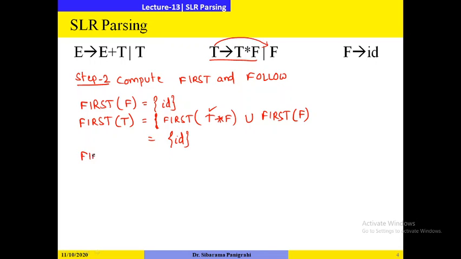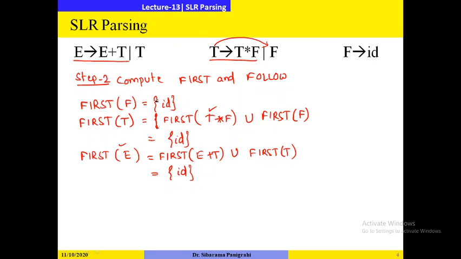Then first of E. Here there are two productions, E gives E plus T and E gives T. So it is first of E plus T union first of T. First of E plus T means here we will get first of E. As we are computing first of E, we will ignore it. Then we will go through first of T. First of T is ID. So the first of F is ID, first of T is ID and first of E is ID.